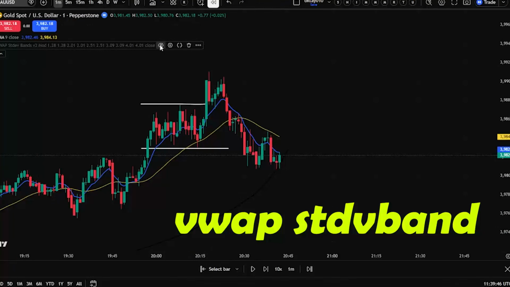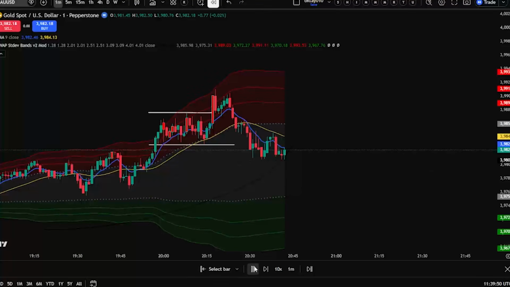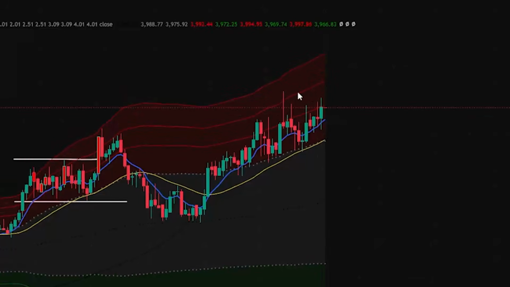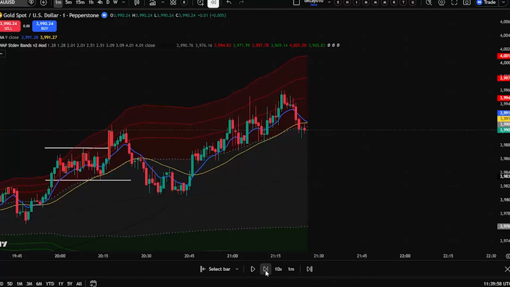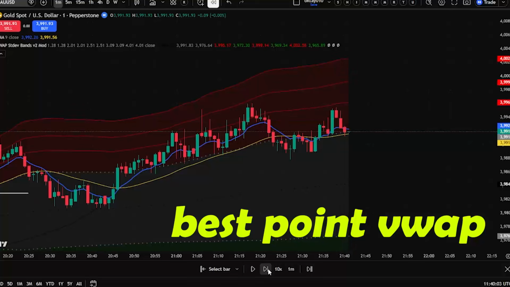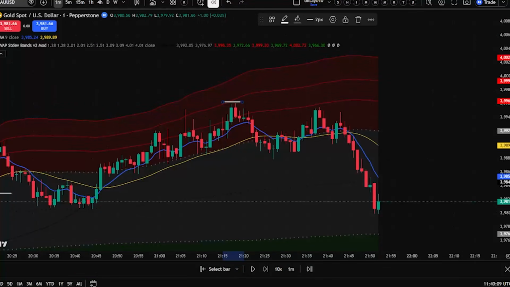This is where VWAP comes in. VWAP, or volume weighted average price, shows the average price at which most trading activity has occurred. Many professional traders use VWAP as a reference point. The idea behind adding VWAP is simple. Don't pick every EMA crossover. Only pick setups that align with the direction of the market.